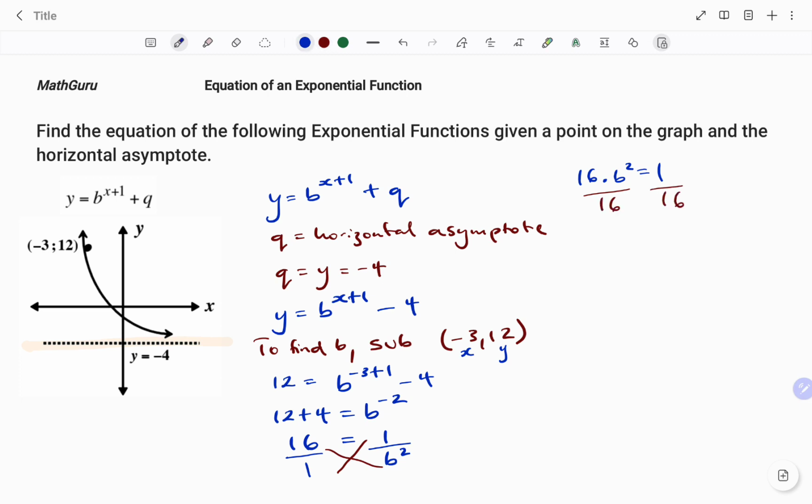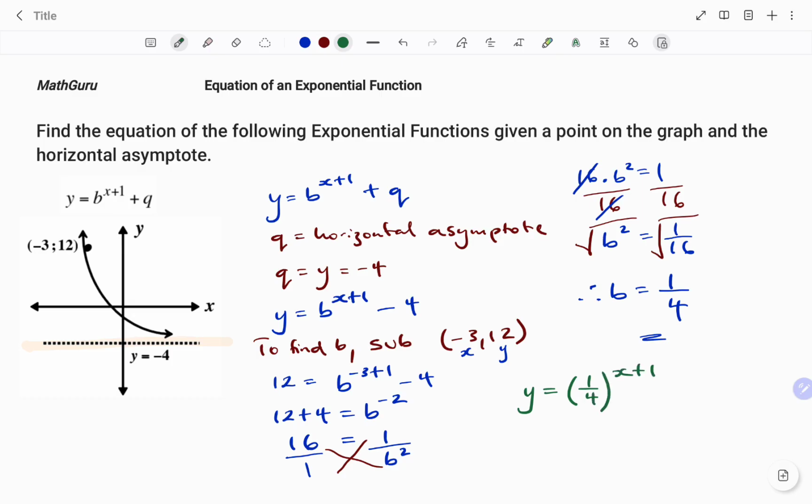I'm trying to solve for the value of b. 16 and 16, that's 1. B squared equals 1 over 16. And therefore, to find the value of b, I'm going to find the square root of both sides. So therefore, my b is equal to 1 over 4. Note that the value of b must always be positive. So therefore, slotting that back into the equation for this graph, the equation of the exponential function will be y equals 1 over 4, the value of b, to the power of x plus 1, q, the asymptote, minus 4.